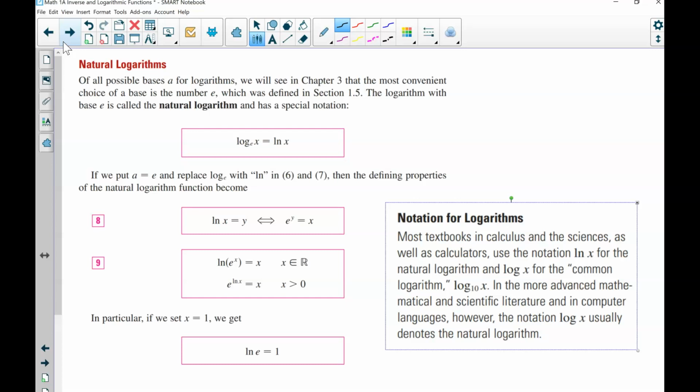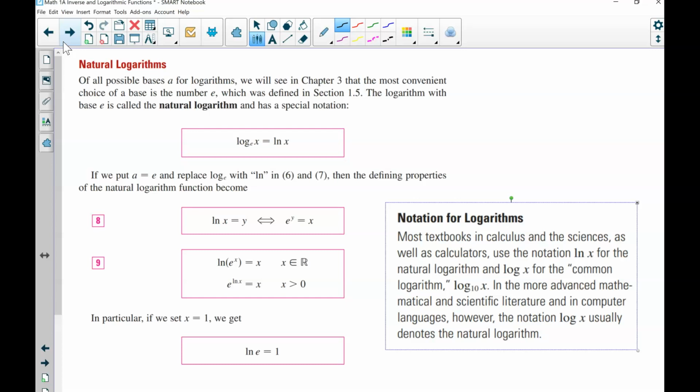So it's basically the same, but we have the natural log of x is equal to y, and the exponential form is e to the y, which is equal to x. The natural log of e to the x is equal to x when x is any real number, and e to the natural log of x is equal to x when x is greater than 0. In particular, if we set x equal to 1, the natural log of e is equal to 1.